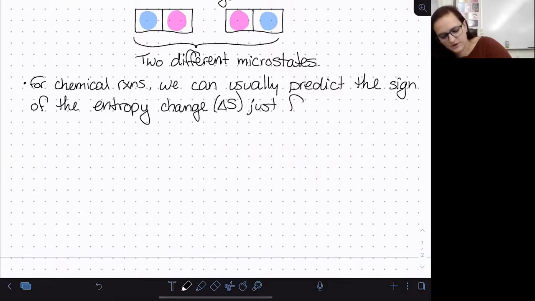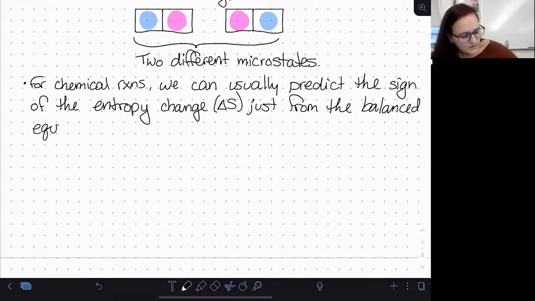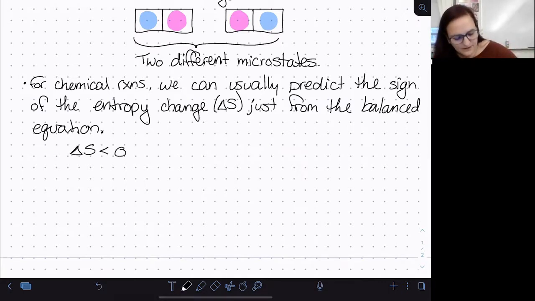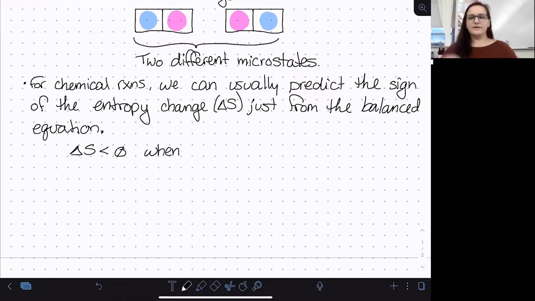Just from the equation. So there are a few different factors that affect whether delta S is negative or positive. Delta S is negative when your reactants are higher in entropy than your products, that you're starting out at a high entropy and ending up at a lower entropy, so our change is negative.